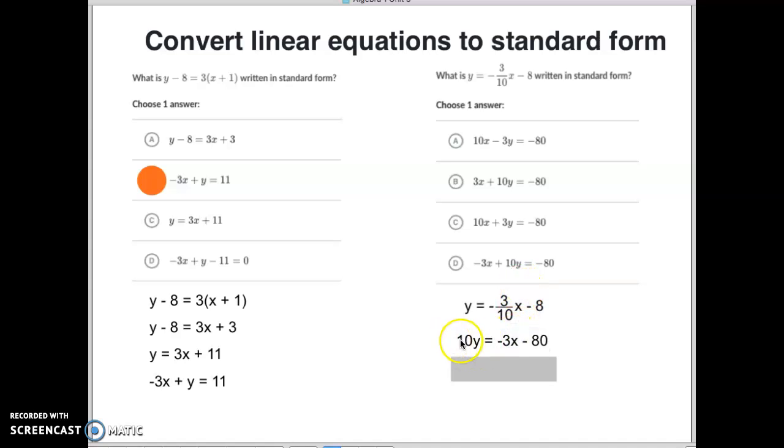When we do that, we have 10y, we have negative 80, and then remember I said the 10 on the top and the 10 on the bottom will cancel each other, so you're just simply left with negative 3x, the numerator and the x term. Then we just have to get that negative 3x away from the right side and to the left side. So in this case, we will add 3x to both sides, and you end up with 3x plus 10y equals negative 80, letter B again. That's how you do it.